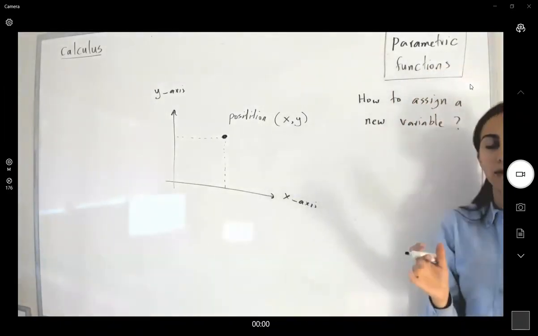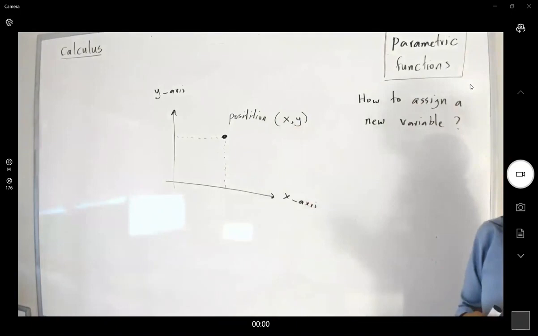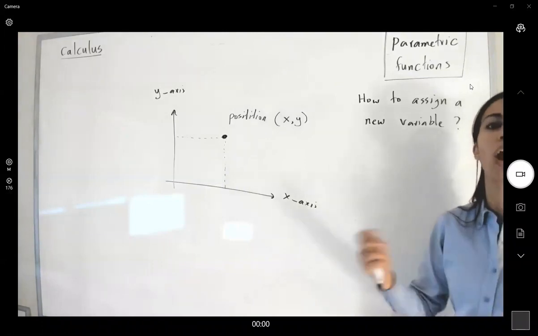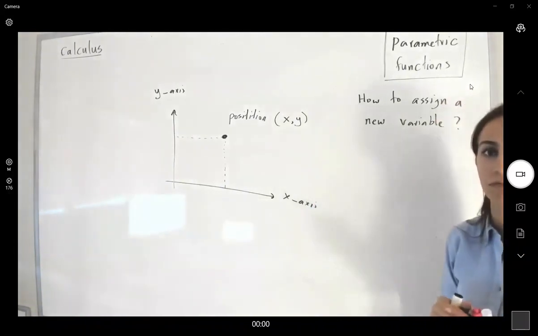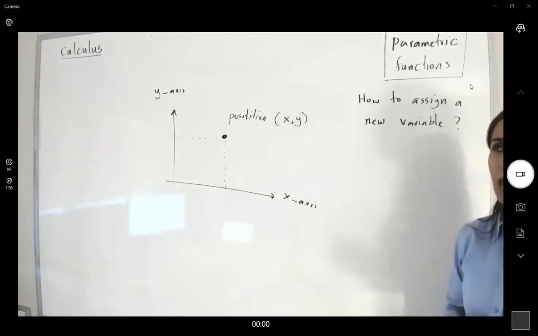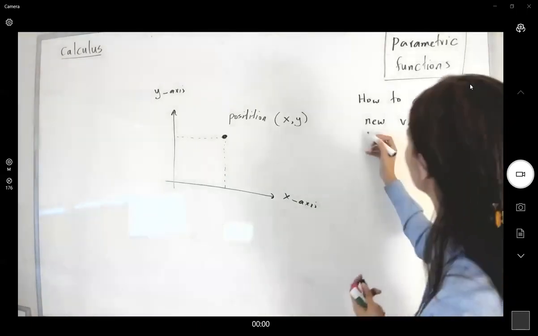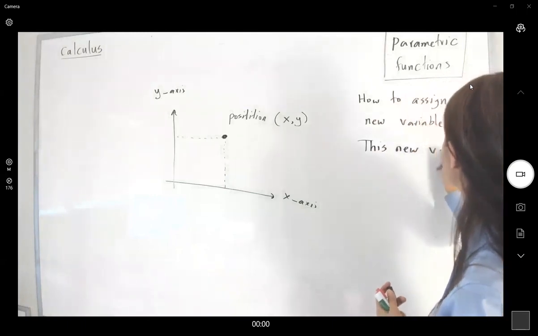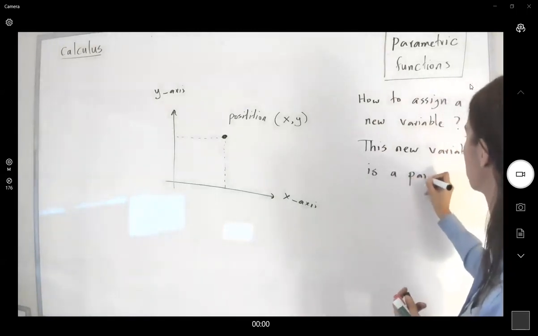In this simple example, you have a particle, you have the position of the particle. Okay, but how can I connect the position to the time? At time t, this particle is here. This new variable, like time, like t, is called the parameter.